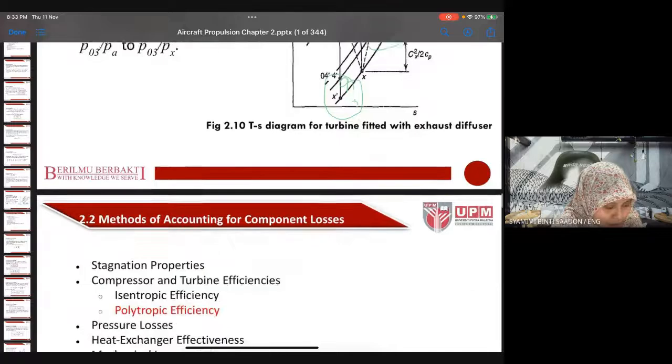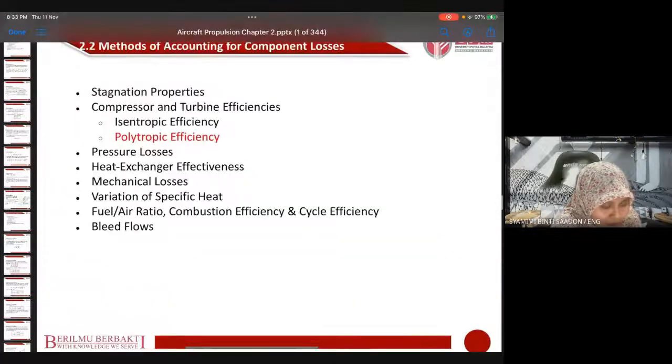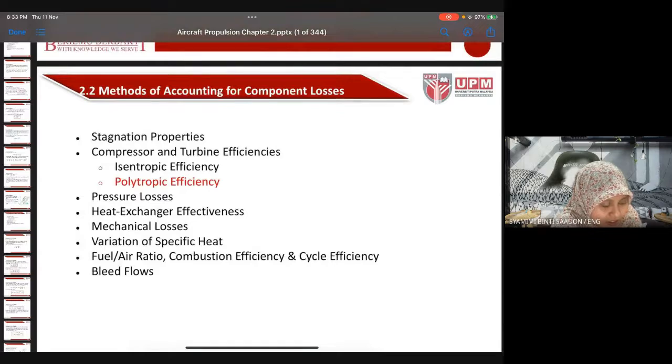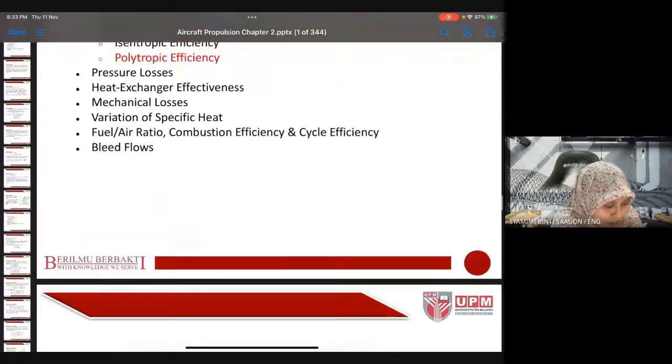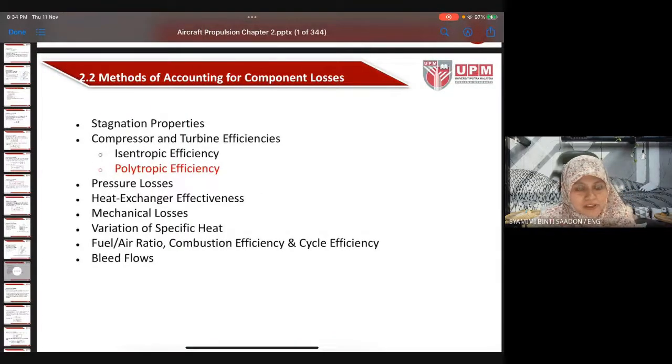Okay, I think I will stop now. We will continue, insyaAllah, with other topics. We'll stop at the isentropic efficiency first. Any questions or any comments, feedback before we stop?